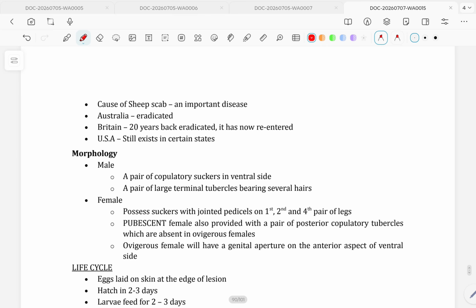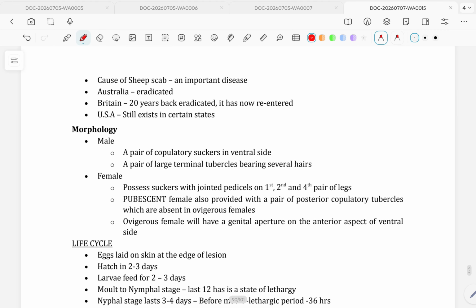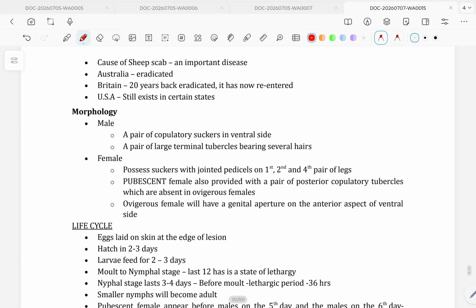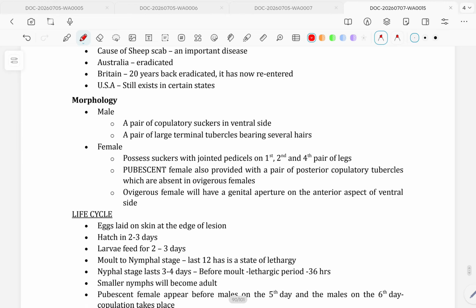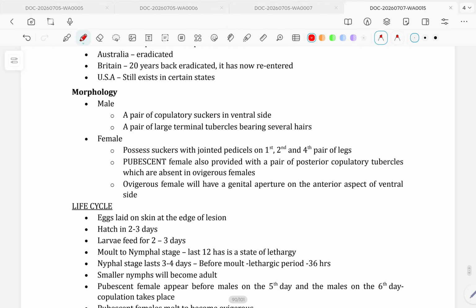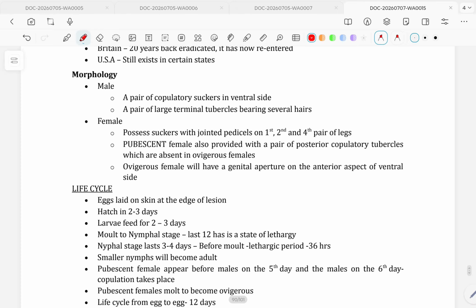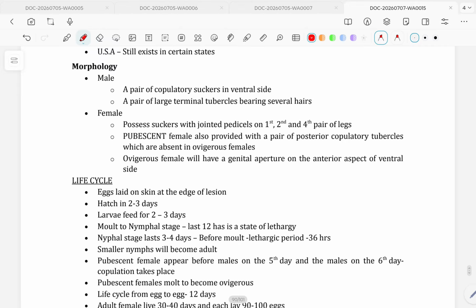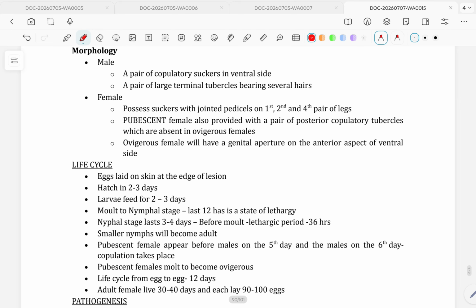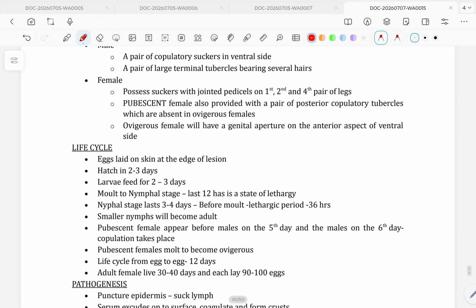Morphology: male. A pair of copulatory suckers on the ventral side. A pair of large terminal tubercles bearing long setae. Female: possesses suckers with jointed pedicle on first, second and fourth pair of legs. Pubescent female is also provided with a pair of posterior copulatory tubercles, which are absent in ovigerous female. Ovigerous female has a genital aperture on the anterior aspect of the ventral side.